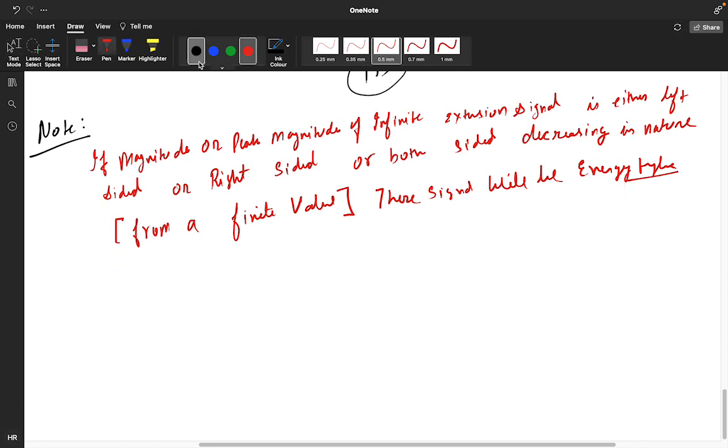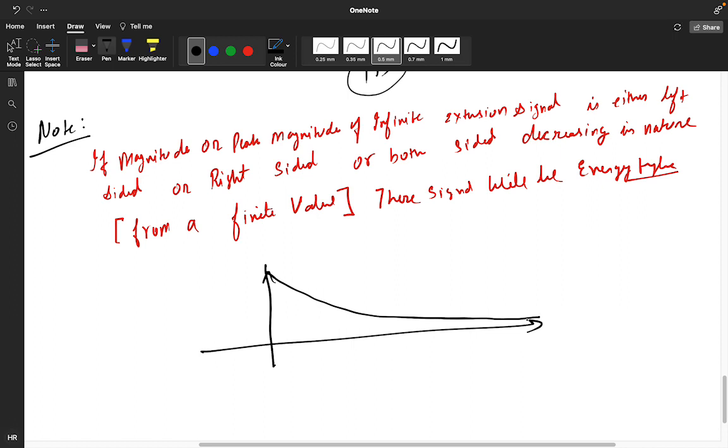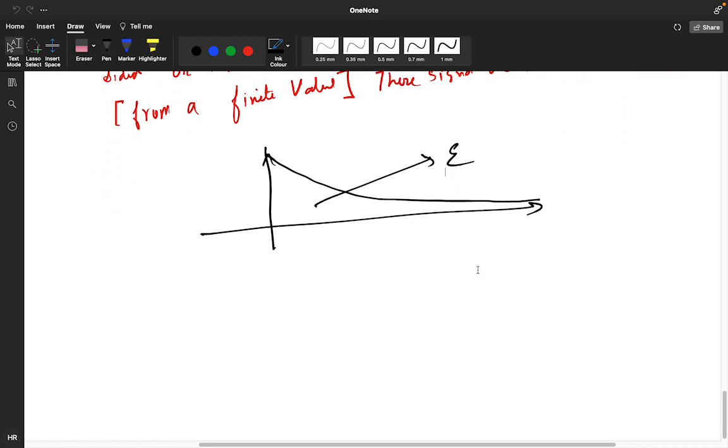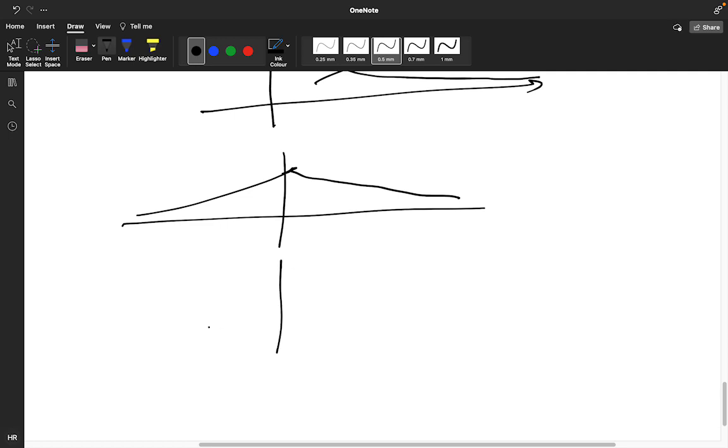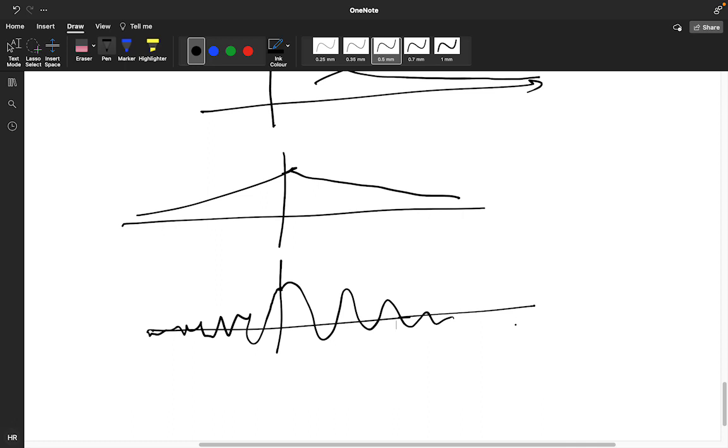See, it's starting from a finite value and it's decreasing like this. So this is an energy type signal. Same example I can give you for both sided. This is a right sided signal, and this kind of signal is a both sided signal. Another example is like this. The value is getting decreasing, it's getting decreasing at infinity.